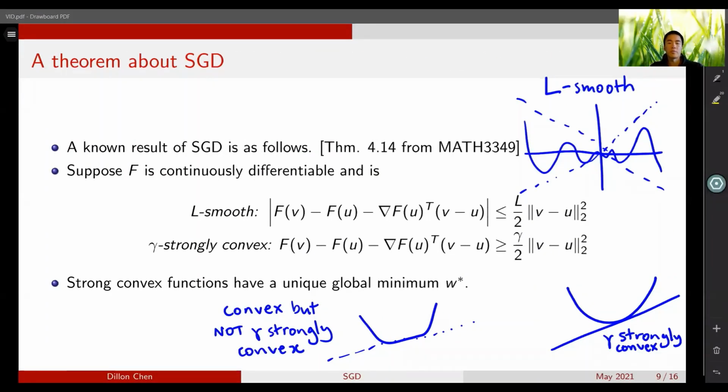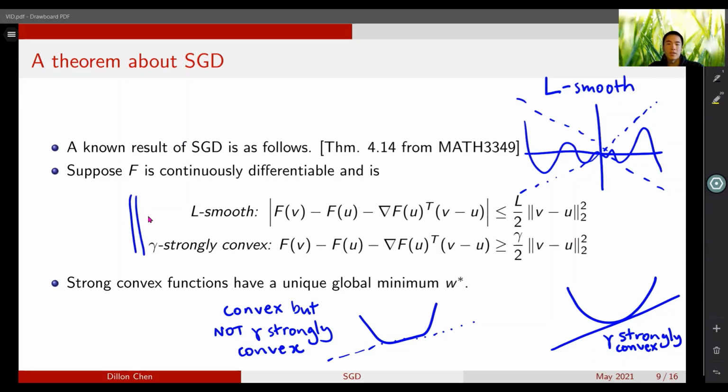Next, we will provide a theorem about SGD. Although the statement may appear very complicated with lots of assumptions and variables, we will extract the two main messages at the end. So we begin with our assumption. Suppose f is continuously differentiable and Lipschitz continuous and gamma strongly convex. So f satisfies these equations here. Note there exist other equivalent definitions, but these are the ones we picked.